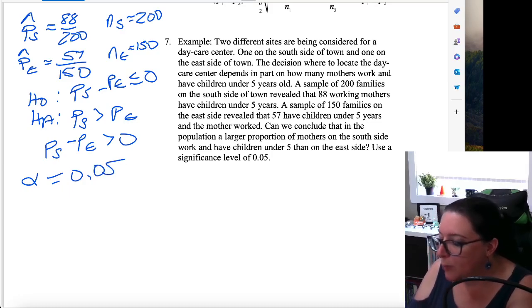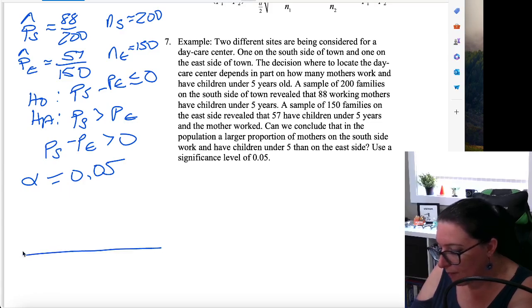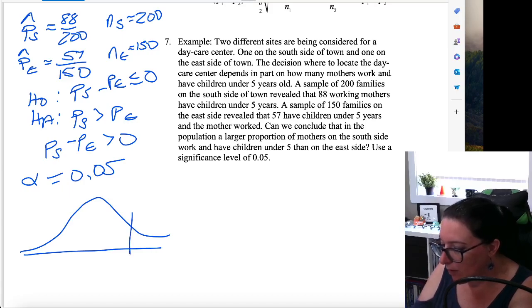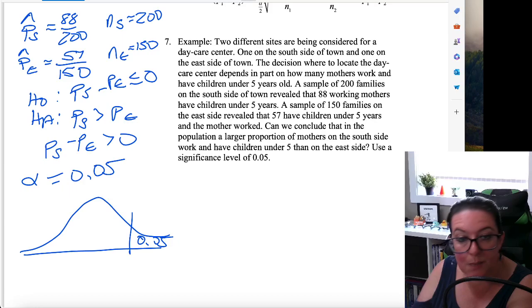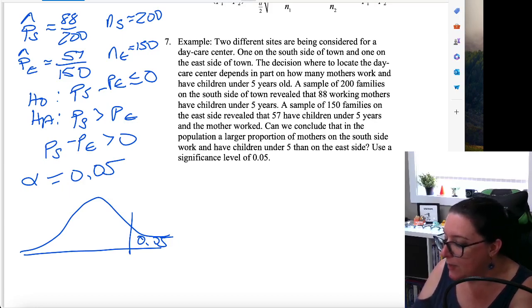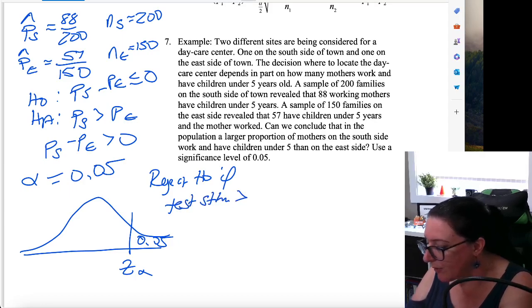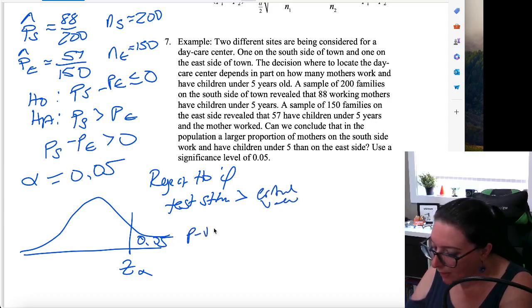Okay, and we need a decision rule. Here we have a Z distribution. Our alternative is greater than, so we are on this end. 0.05 is the space here, and we then have our Z alpha. We would reject H naught if our test statistic is greater than our critical value or our p-value is less than alpha.